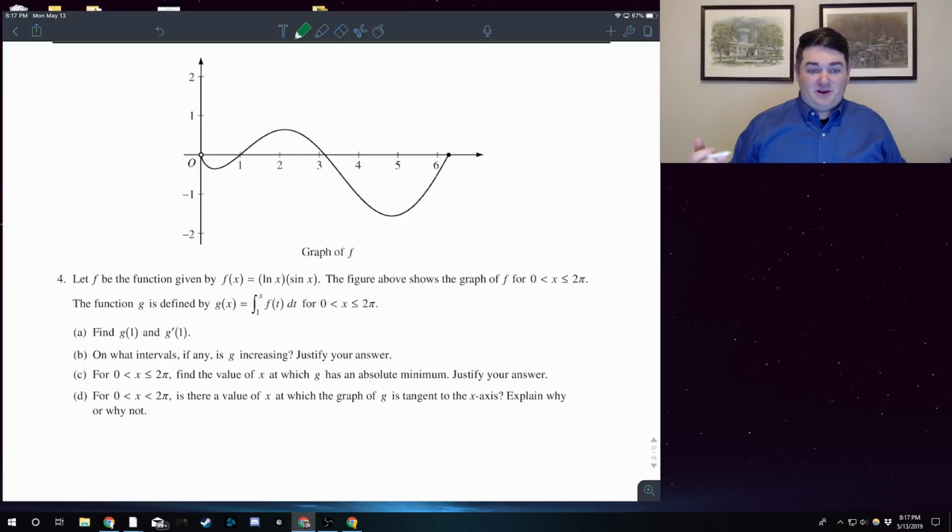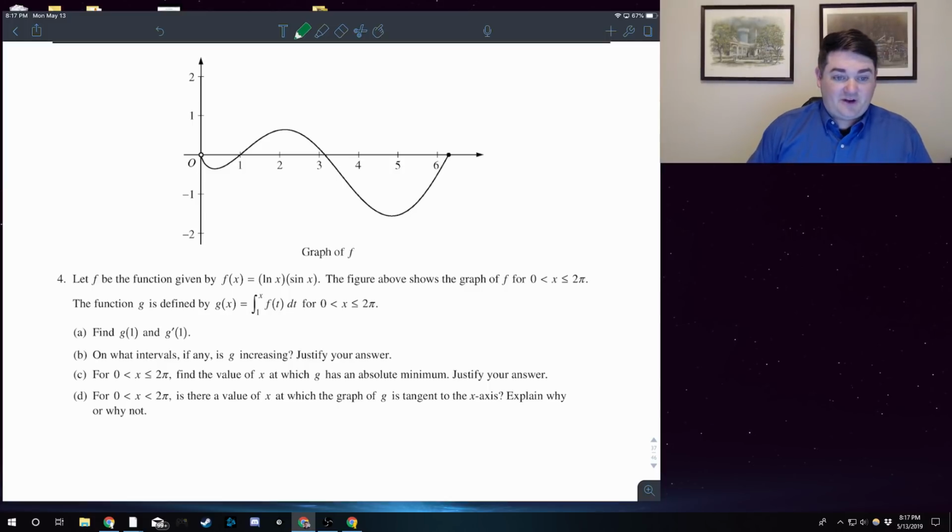So my thought process here is I'm already looking at this. I'm already very suspicious of this function. I think I'm going to take its derivative later using FTC2. And when I look at part A, I see find g of 1 and g prime of 1. So that's it. We're going to be taking a derivative here.